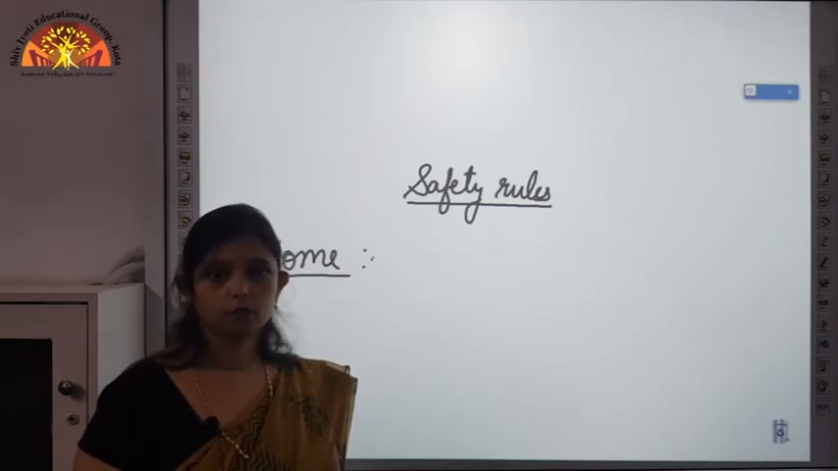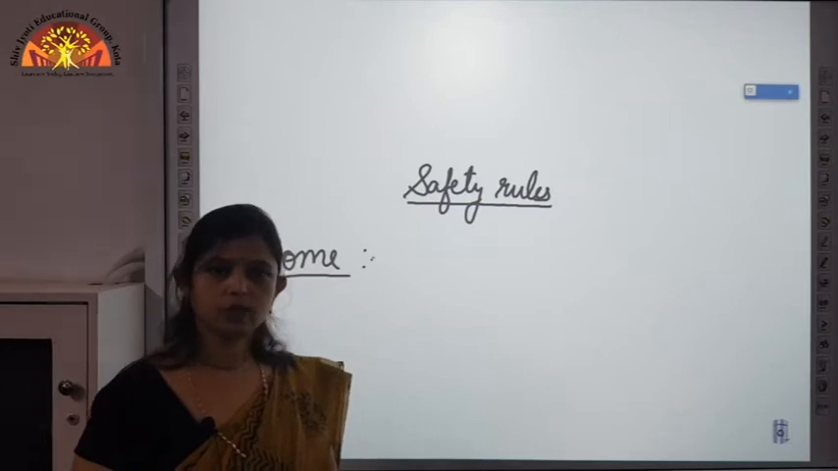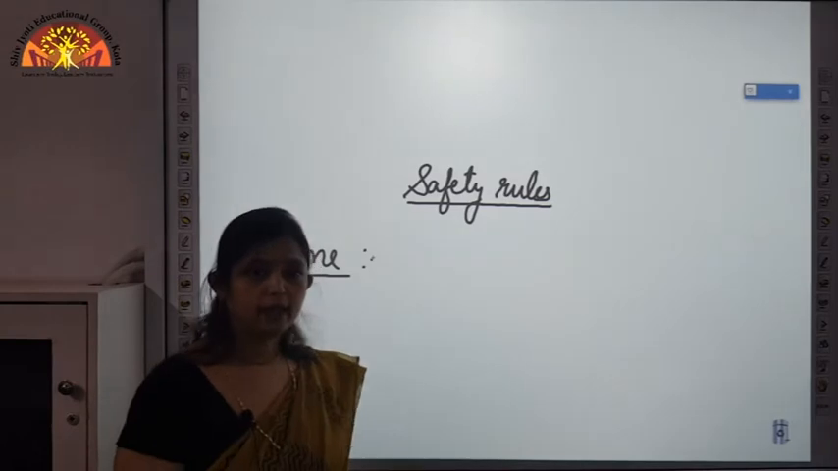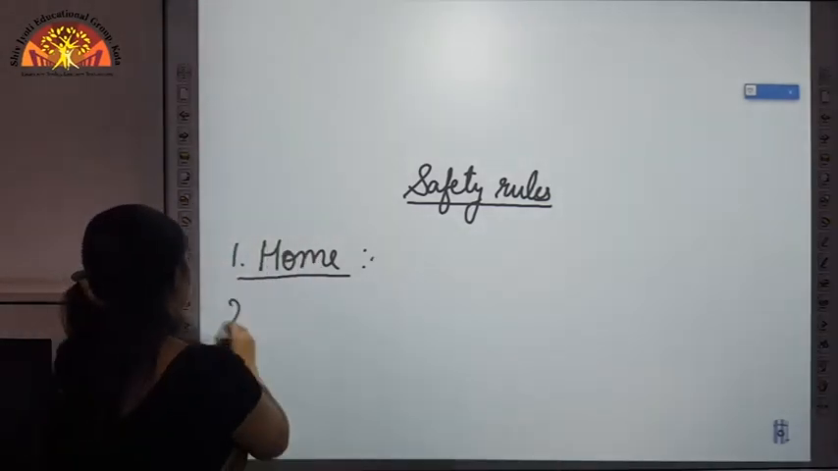While you are in the bathroom, you should keep the bathroom floor dry, otherwise you may slip over there. So these are some of the safety rules you should follow at your home. Now we come to next, that is safety at school.